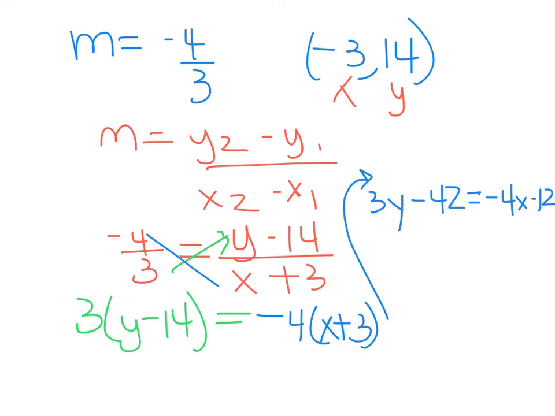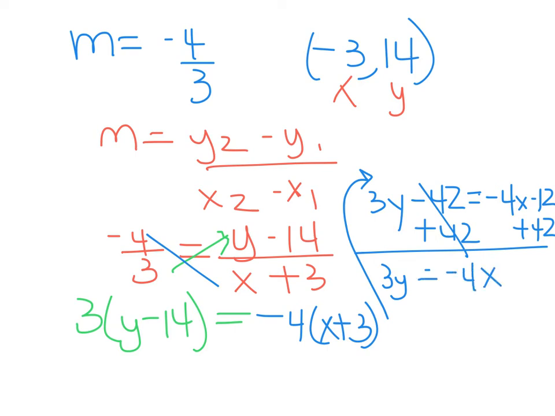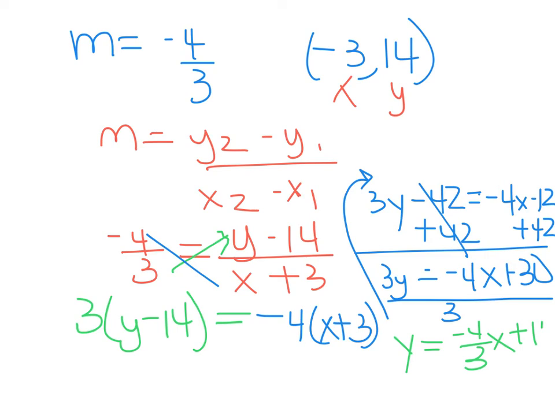Now I'm ready to solve for y, so I'm going to add 42 to both sides. And I get 3y equals negative 4x plus 30. I'm going to divide everything by 3. And my final answer in slope-intercept form is y, because 3y divided by 3 is y, and then it's negative 4/3 x. And 30 divided by 3 is 10, so plus 10. And that's my answer.